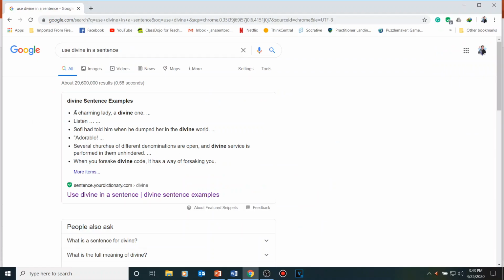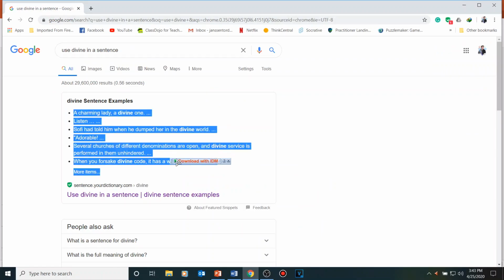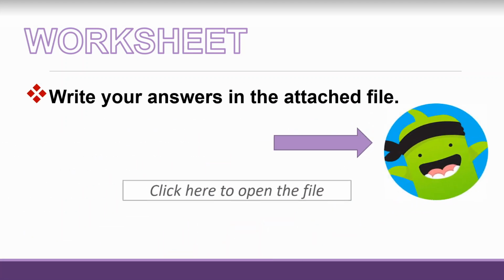Now you can see different words and sentences over here. I want you to not copy the ideas. You can get only ideas from these examples. Do not copy it. Just make your own by reading some examples. So we're going to discuss right now the worksheet. Write your answers in the attached file in your Class Dojo.